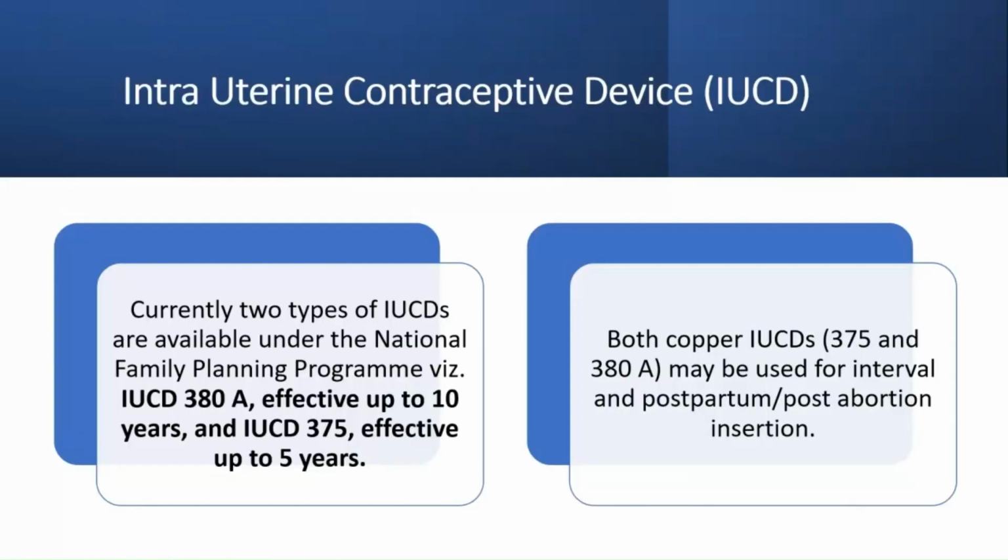Currently two types of IUCD are available under the National Family Welfare Program: IUCD 380A, which is effective up to 10 years, and IUCD 375, which is effective up to 5 years. Both of these types are provided free of cost under the National Family Welfare Program, and they both can be used as interval, postpartum or post-abortion insertion.